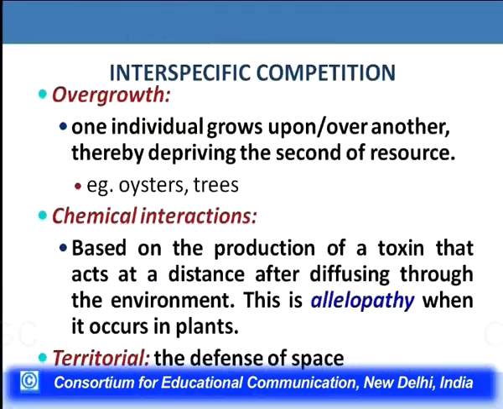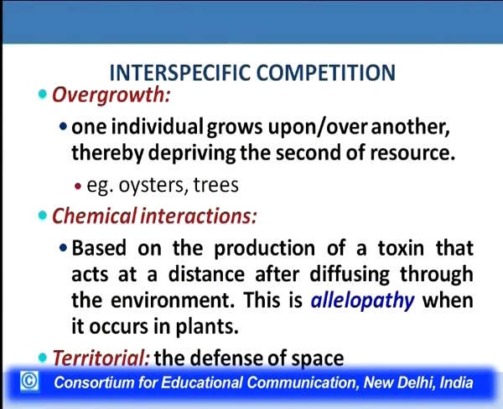The third is overgrowth. Overgrowth is usually seen in individuals which grow upon each other or grow over another individual, and in this manner they deprive the other individual of the resource, which is very commonly seen in trees and plants. The trees which are fast growing will overshadow the other trees and will not let them grow. Similar is the case with oysters. These will grow at a faster rate and will not let other organisms have the specific food which is present in the region.